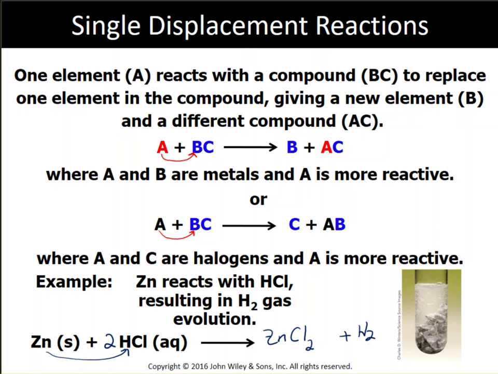Now let's see how we can write the physical states of each one of these products here. For the reactants, you know that you have zinc metal and hydrochloric acid aqueous, meaning an aqueous solution of hydrochloric acid. So it's hydrochloric acid that's dissolved in water. Now, in terms of products, hydrogen is obvious. It's a gas.